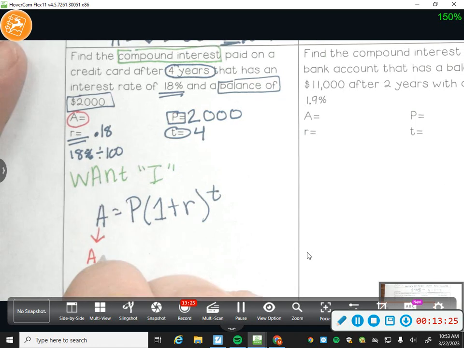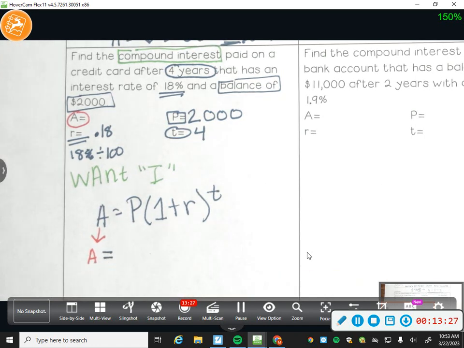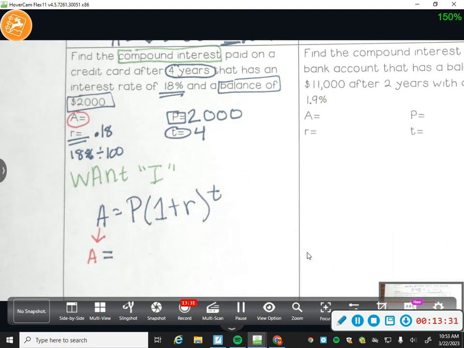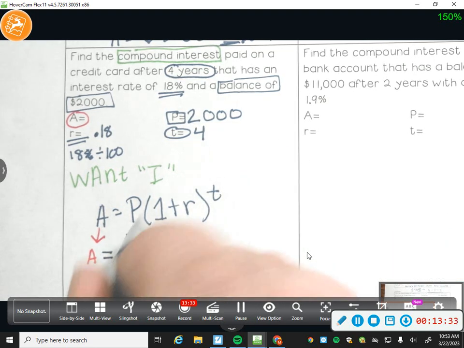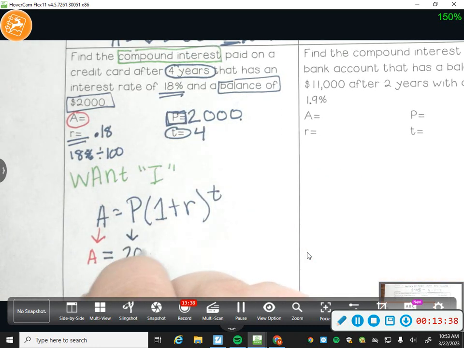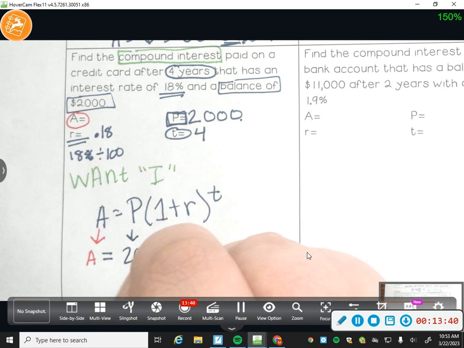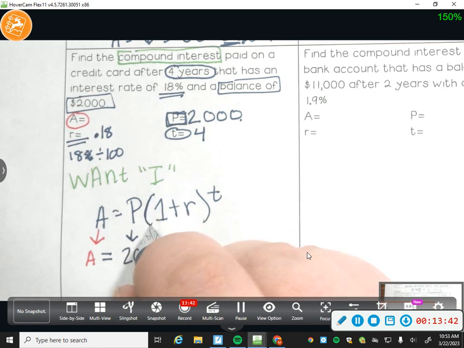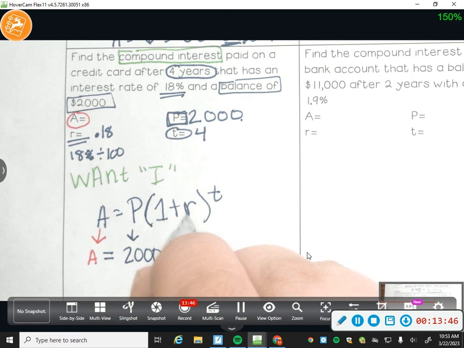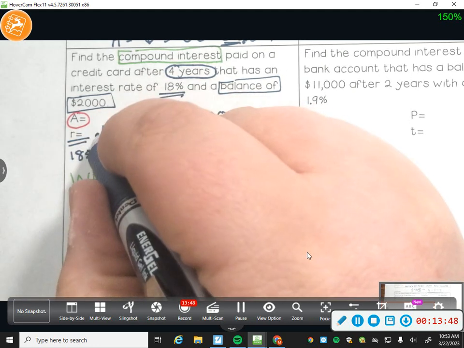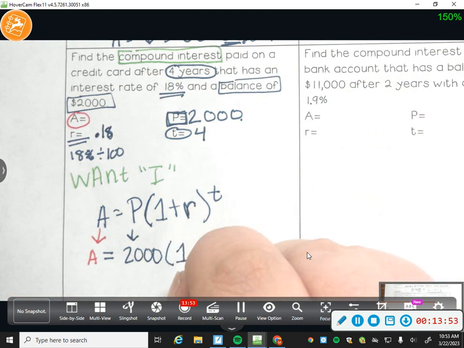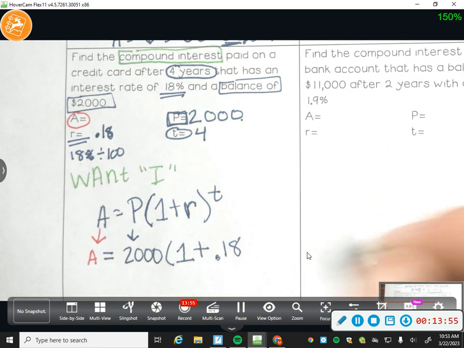And then I'm just going to copy the rest of the formula down, plugging in numbers, substituting the value wherever I see the letter. Instead of P, we know that P has a value of 2,000, so I'll write 2,000 in place of the variable for principal. There's an open parentheses, a number 1, a plus sign, and then there's a variable R. We're using the rate 0.18 because that's equivalent to 18%. So we're going to use 0.18 instead of R.